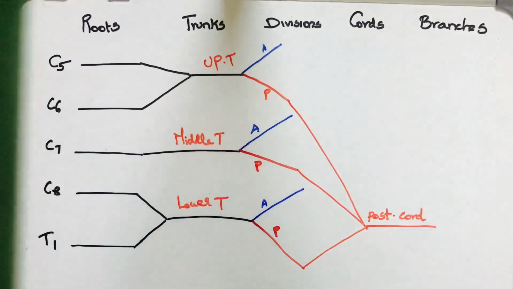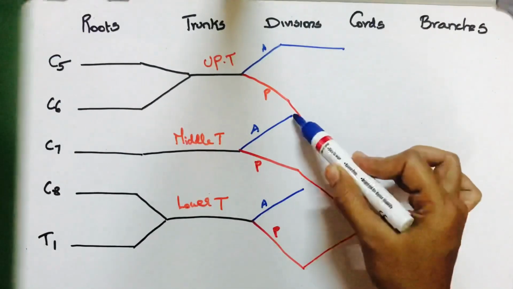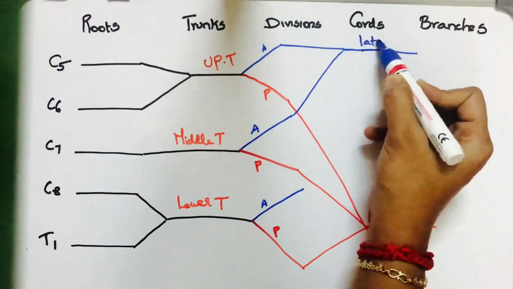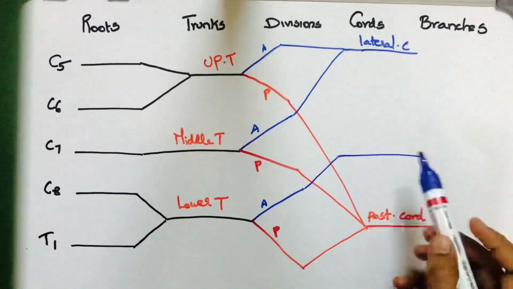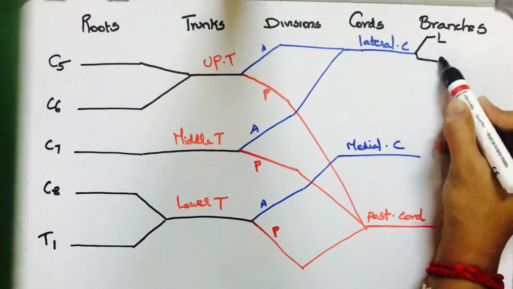The left out anterior divisions: the anterior division of the upper trunk and the anterior division of the middle trunk form the lateral cord. The left one, that is the anterior division of the lower trunk, forms the medial cord.